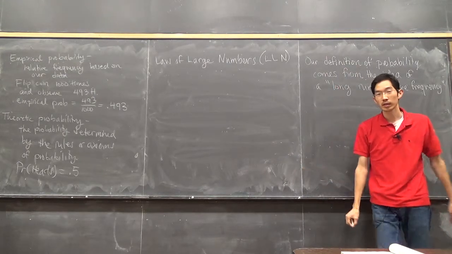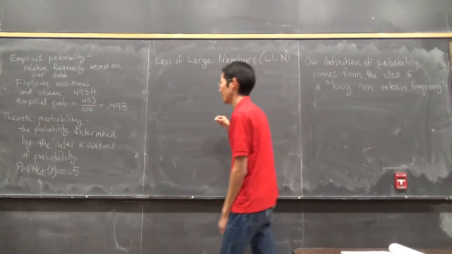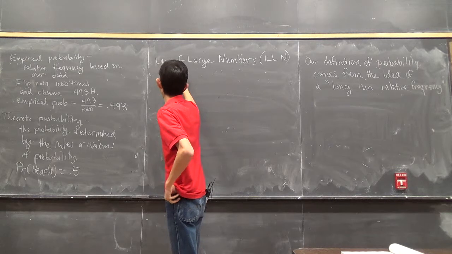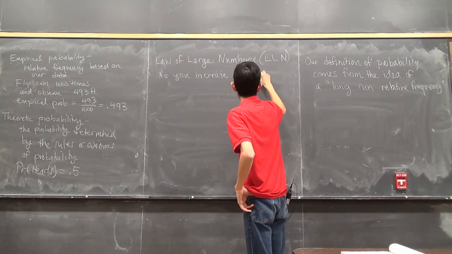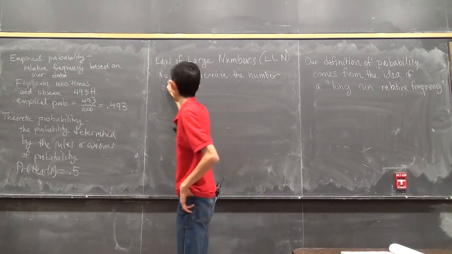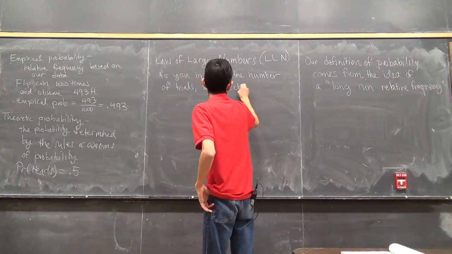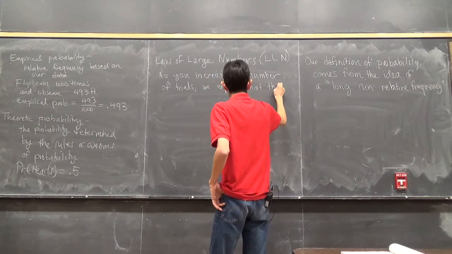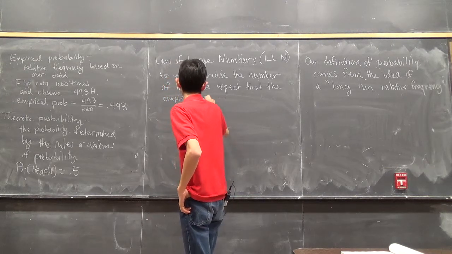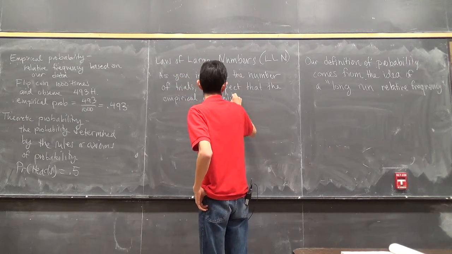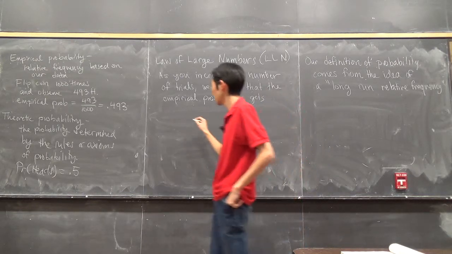The law of large numbers states that as you increase the number of trials, we expect that the empirical probability gets closer to the theoretic probability.